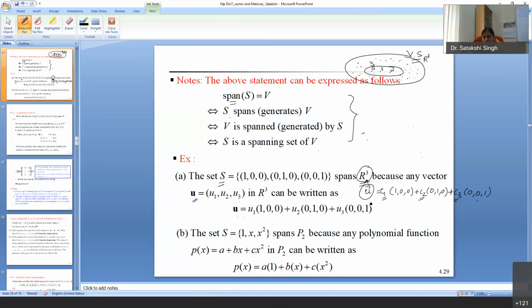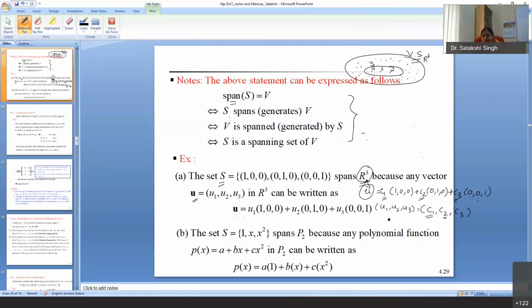If you write u here, u has the components u1, u2, u3. Here, if we take C1 inside, this is scalar multiplication, and then do the vector addition, we will get C1, C2, and C3. C1 goes in the first component, the first component of the second vector is 0, so C1 plus 0 gives C1 here. Similarly, you will get C2 and C3.